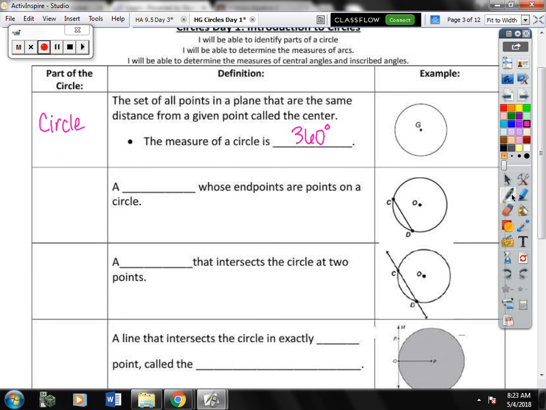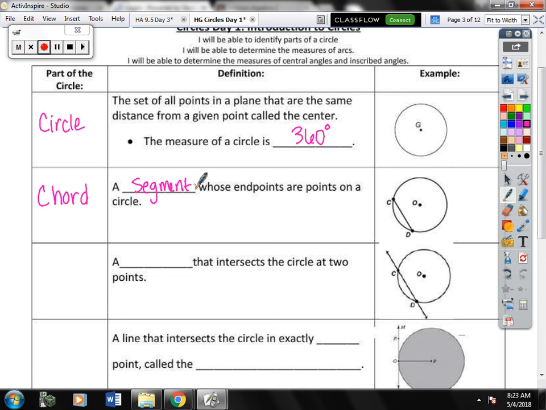But this, does anyone know what this is called in a circle? It has two endpoints on the circle but doesn't go through the center. It is a segment, but not in the picture. The segment, if you remember, we did segment area, was like the area outside of that. But the line itself is called a chord, like a musical chord. So it is a segment whose endpoints are on the circle. It's important to notice that it doesn't go through the center, though, so it's not a diameter.